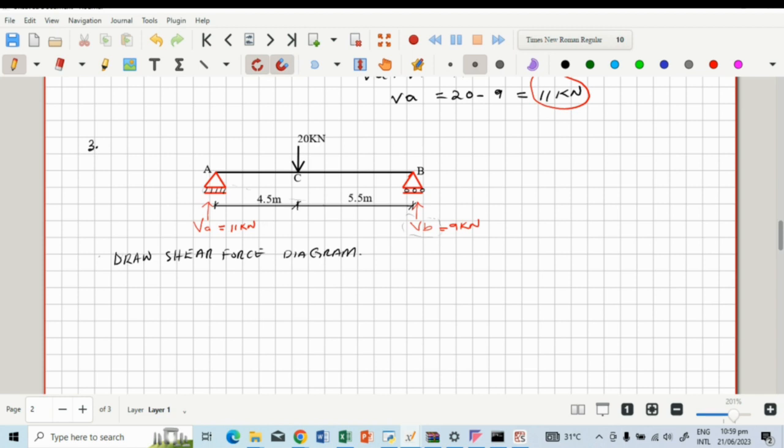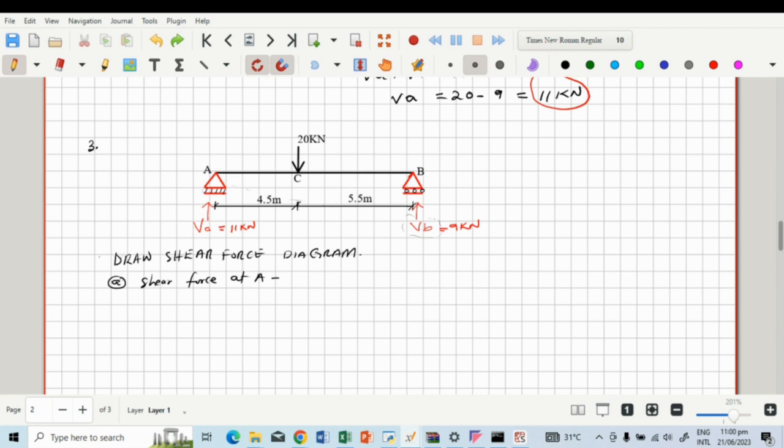Right, so our first calculation will be the shear force at A. At A we have a vertical reaction of 11 kilonewton, and we don't have any other vertical reaction at A. So that will give us the only upward reaction here, which is 11. And from our sign convention, we are saying upward forces are positive, so we'll have 11 kilonewton being the shear force at A.